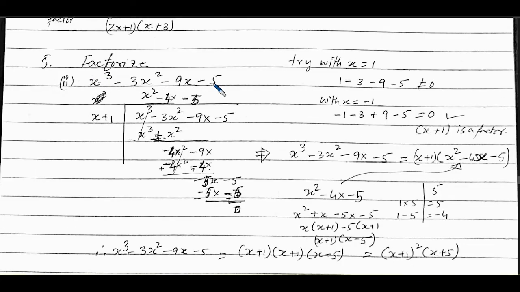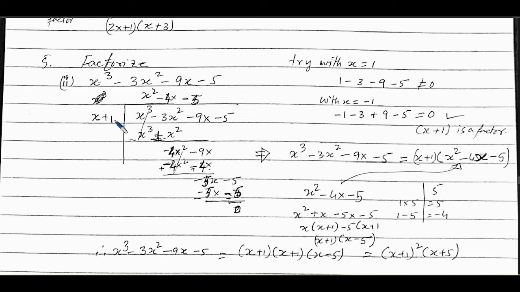Now factorize this polynomial. You can always try to guess one factor. Say whether x minus 1 is a factor, that is x is equal to 1. I substitute here and find whether it is 0. If it is 0, then x minus 1 is a factor. But if it is not 0, then I try with x equal to minus 1. If plus 1 is not a factor, I will try with minus 1. And if I substitute here and I get 0, then I say, okay, x plus 1 is a factor.